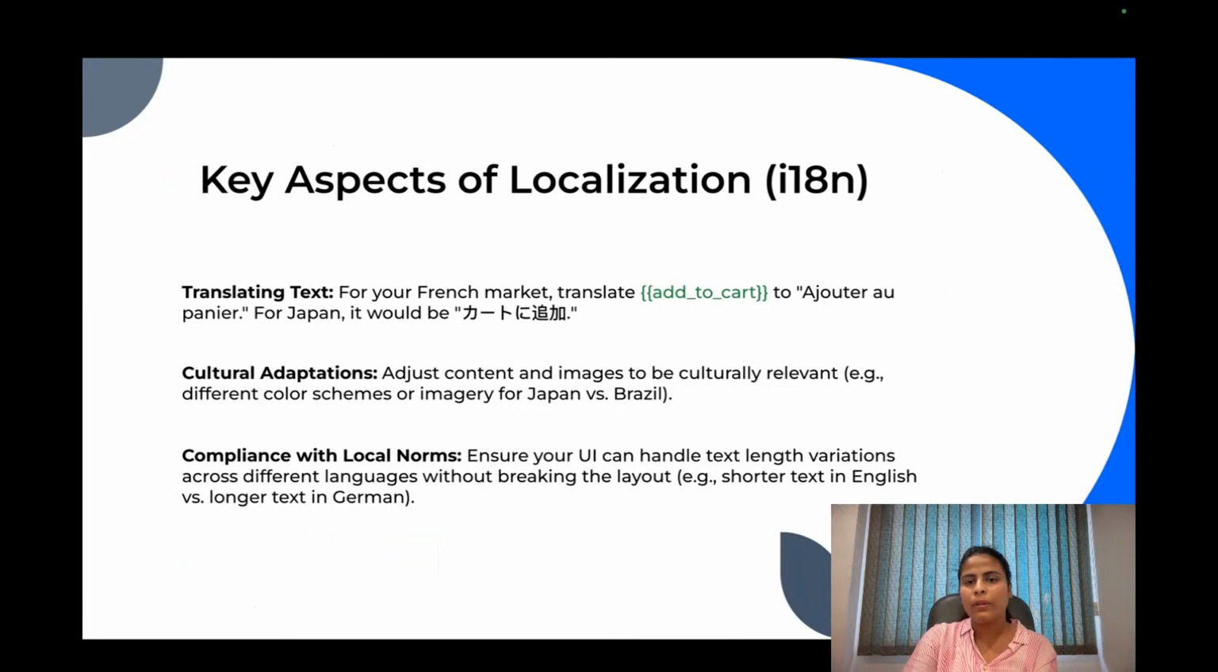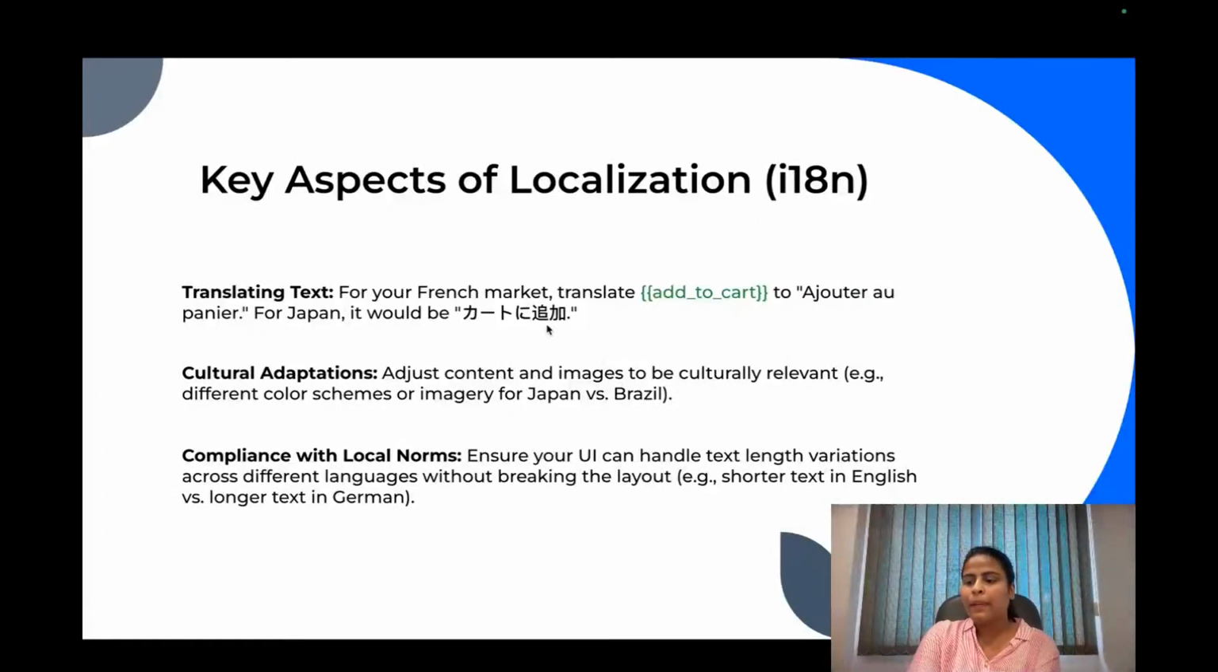Now if we look at localization, which is also known as L10N, it's basically the process of adapting your internationalized application for a specific region or language. It's about filling in the details that make your website feel local to users in different countries. Once your e-commerce website is internationalized, we can proceed with the localization process. A key aspect of localization is translating text. For your French market, "Add to cart" might look like this, and in Japan it might look like this.